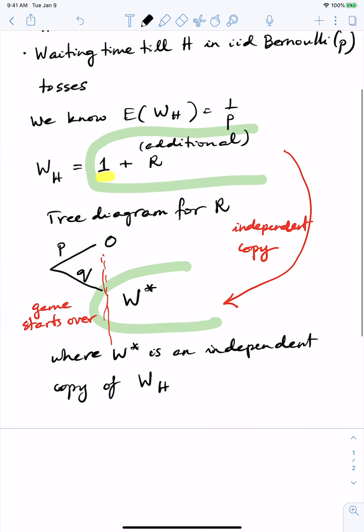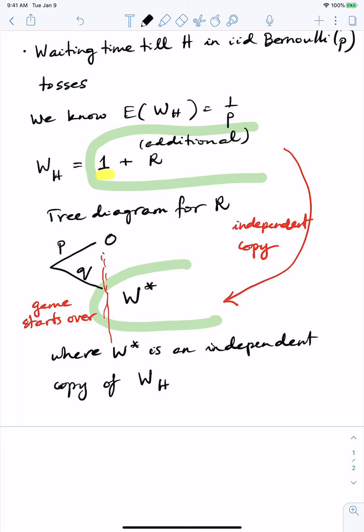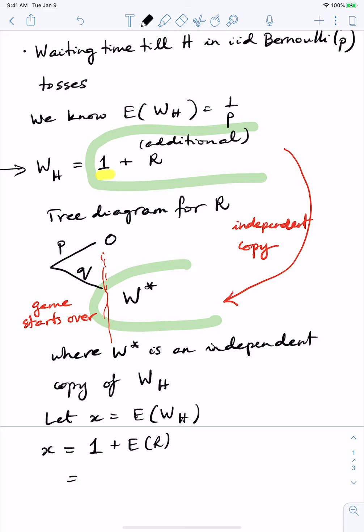And so this gives us an equation for the expectation that we want. So let x be the expectation that we're looking for. Then we start at this line here, then the expectation, x. I could have just called it the expectation of WH, but x is shorter. x is 1 plus the expectation of R, and that expectation of R we'll find by conditioning. So 1 plus. Now go to the tree diagram.